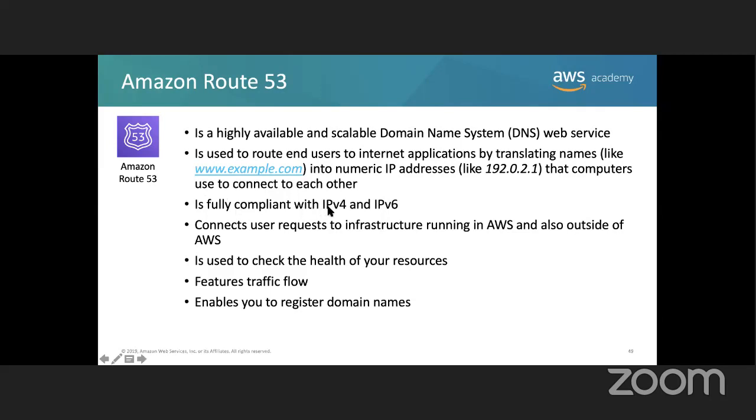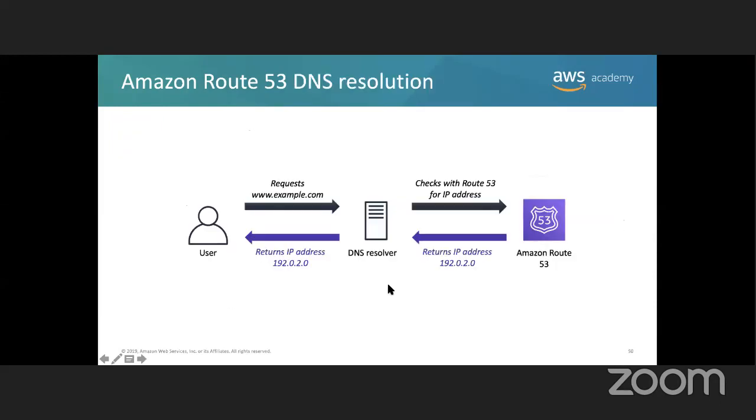It's fully compliant with IPv4 and IPv6. It connects users' requests to infrastructure running in AWS and also outside of AWS. It's used to check the health of your resources and features traffic flow. It also enables you to register domain services.